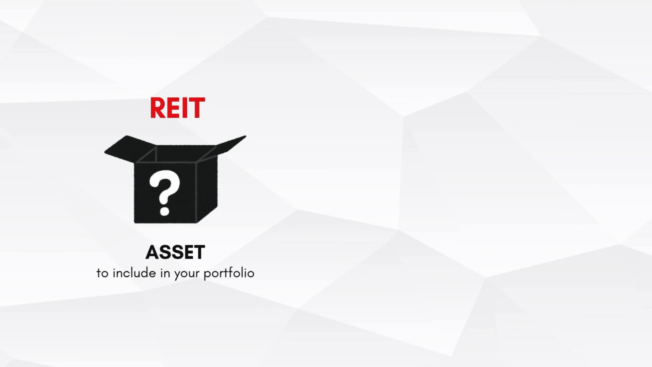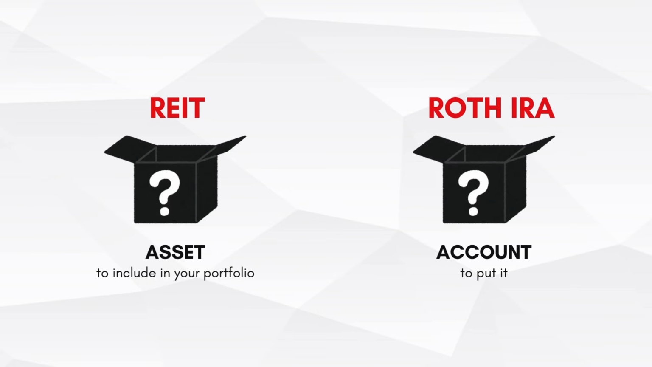Now, I mentioned an asset that I want you to include in a particular account, and that asset is a REIT, or a real estate investment trust, and the account is a Roth IRA. Now, if you don't know anything about Roth IRAs, then I want you to go to this video right here where I talk about the differences between a Roth IRA and a 401k.